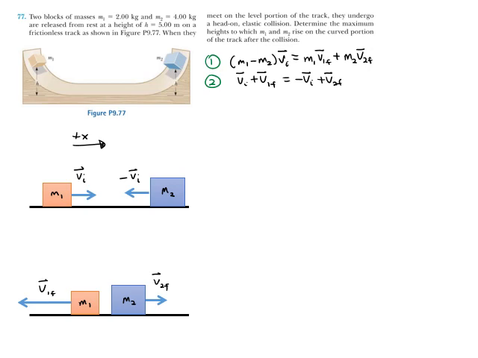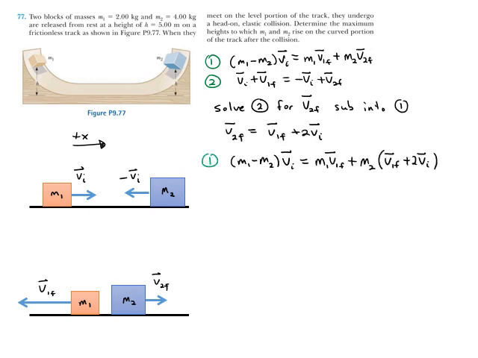Okay, so we have two equations for two unknowns. Go through it a little bit quickly. This should be pretty standard. We're just going to solve number 2 for v2f and substitute into 1. Those steps are pretty straightforward, so I'll just pause the narration and show you the result. So that's what you get when you do this substitution.